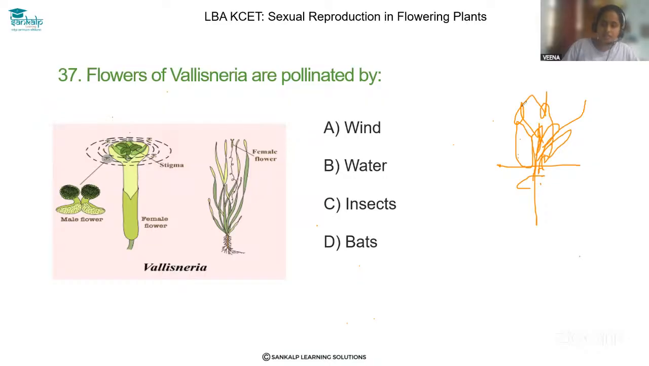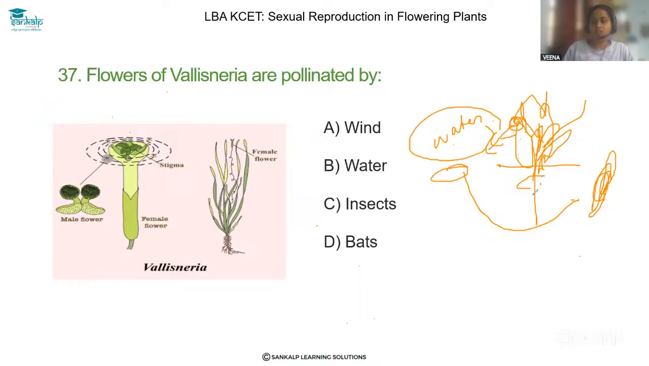Here, what happens? It requires water for pollination. So water is playing an important role here. The male flower will drop the pollen grains on the surface of the water, and they will be carried to another flower, the female flower. This is how pollination takes place through water in the case of Vallisneria. So the correct answer is option B, water.